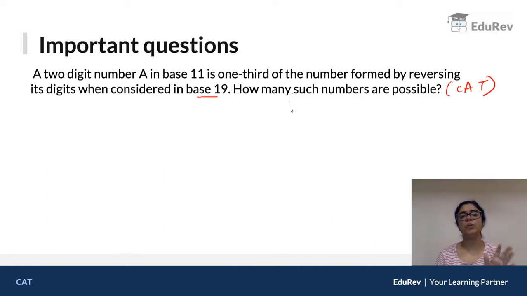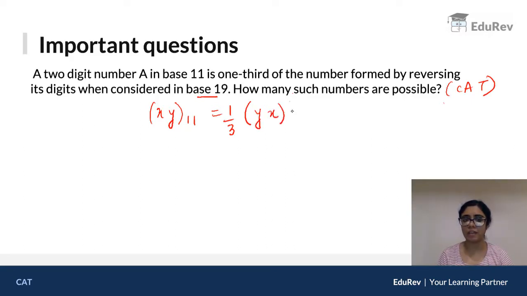Now what are they saying? You have a 2-digit number. Let's say my number is xy. Okay, the number is to the base 11. Correct? They are saying this number is 1/3 of the number formed by reversing the digits. So reversing the digits will become yx, but it is considered when the base is 19. So your base is 19. Now the question is how many such numbers are possible?